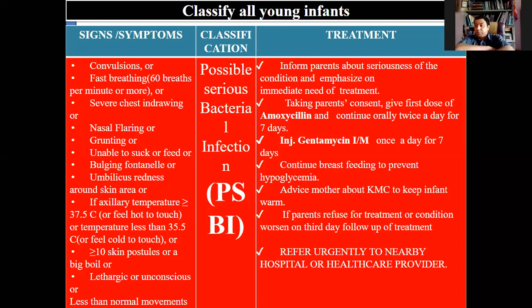If parents refuse treatment, sometimes this happens, or the condition worsens on day 3 despite following the treatment, you need to reconsider your diagnosis. Sometimes we need to go for another diagnosis. So after this emergency management, you need to refer urgently to a nearby hospital or healthcare provider.